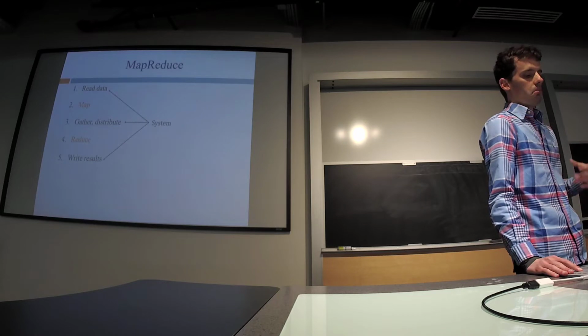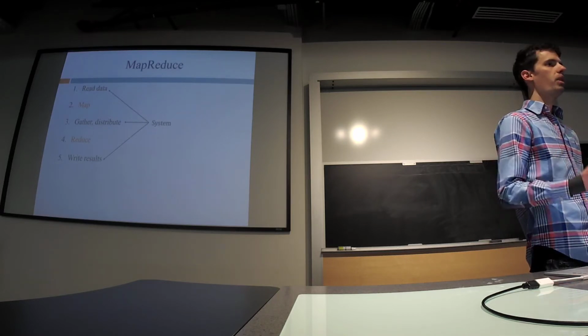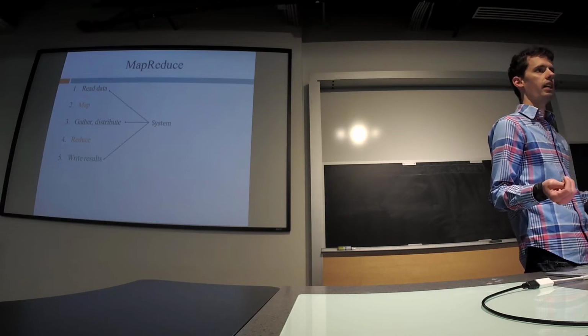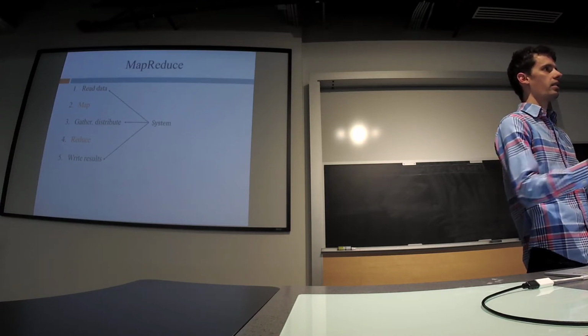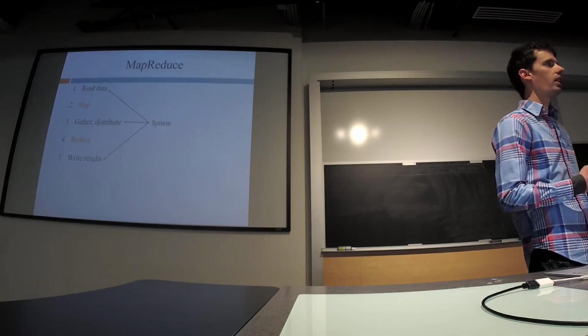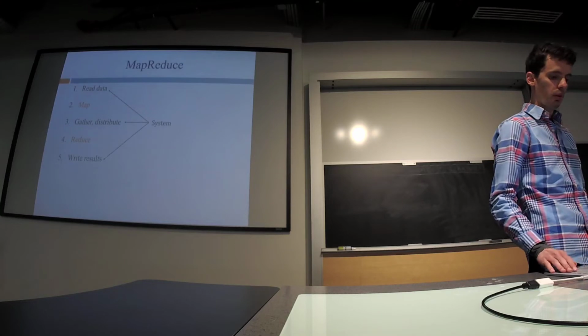So you say, here is the list of, say, 1 million files or whatever where all of the data is. Here's the map function, here's the reduce function, and then the system automatically goes and distributes the work, calls the mapper appropriately, calls the reducer appropriately.